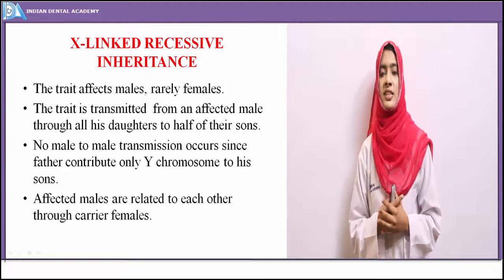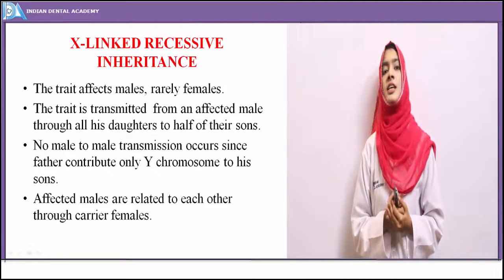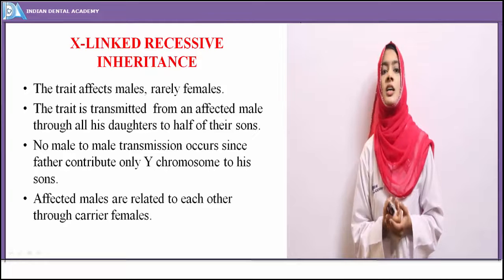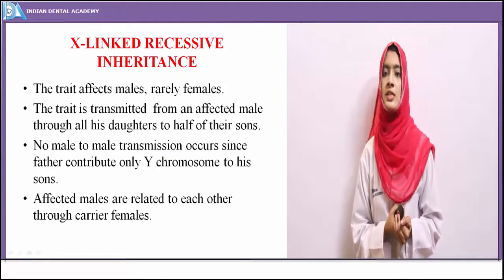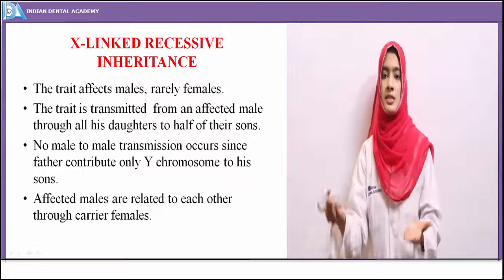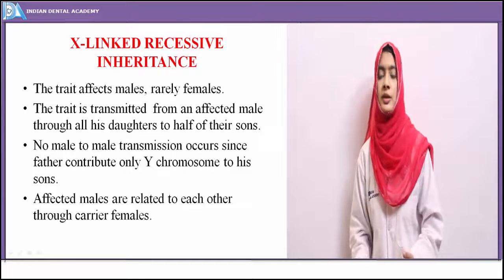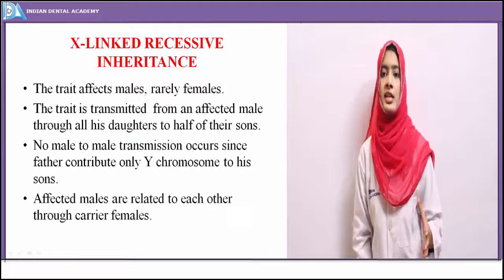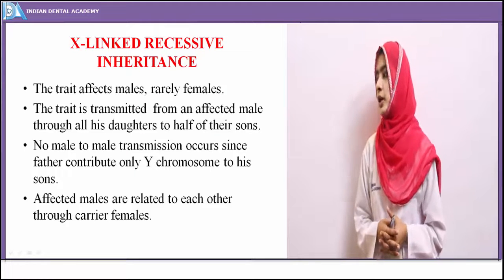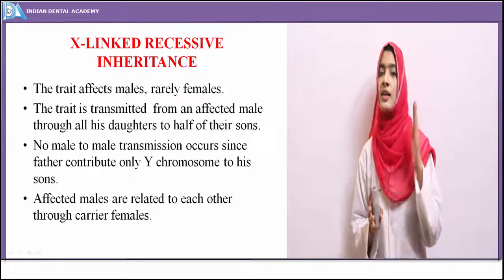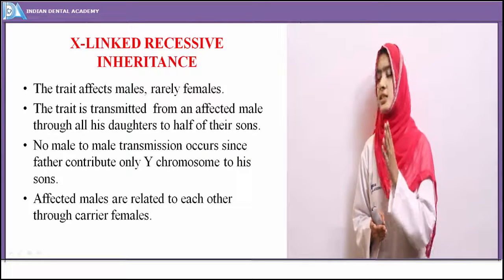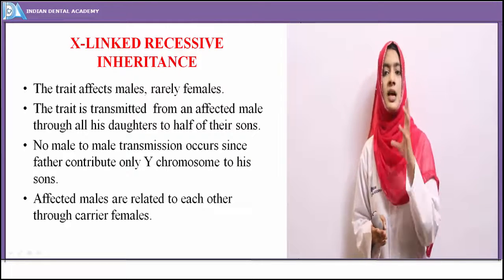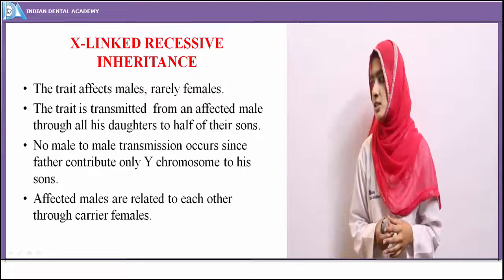In the X-linked recessive mode of inheritance, the expression of genes is seen in males, but females are carriers, and they transmit the disease to their male children, because male to male transmission does not occur. So X-linked dominant inheritance is seen in females, X-linked recessive inheritance is seen in males, and females are only the carriers for the disease here.